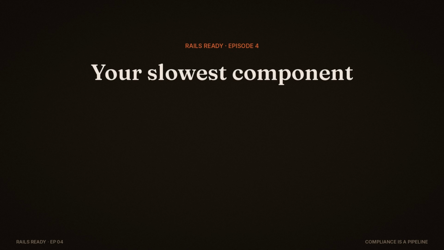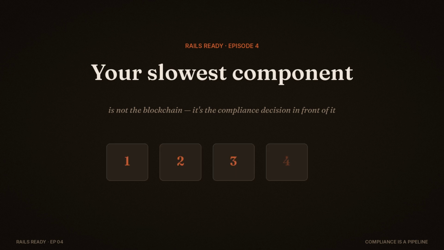Here is a number nobody puts on architecture diagrams. Your slowest component is not the blockchain. It is the compliance decision in front of it. Design compliance as a pipeline, and the whole system inherits its speed.